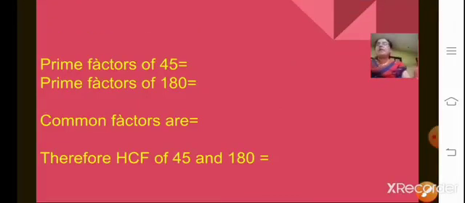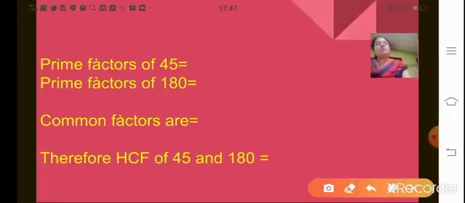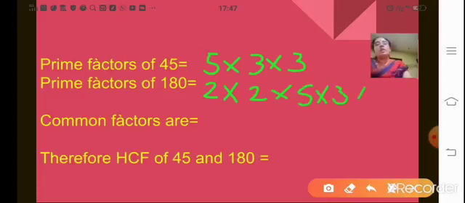First we'll write the prime factors of 45. So what was the prime factorization of 45? That is 5 into 3 into 3. Okay. So 5, 3 and 3. Now the prime factors of 180, that is 2 into 2 into 5 into 3 into 3.